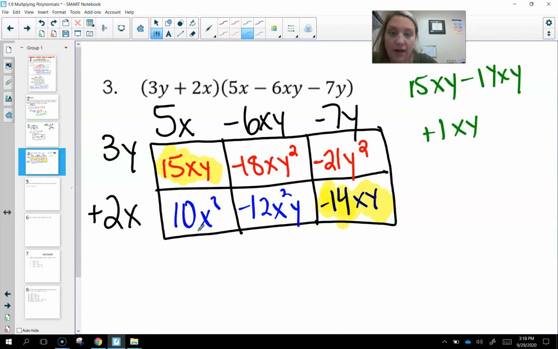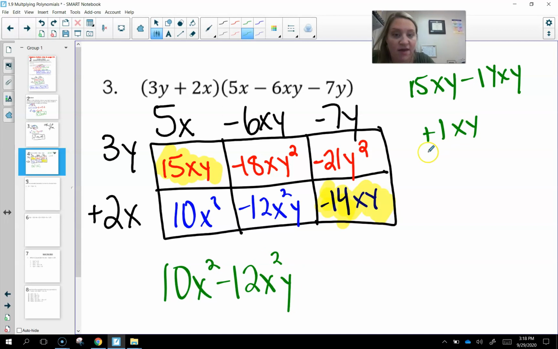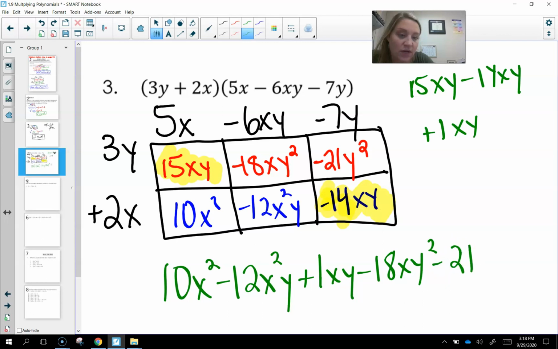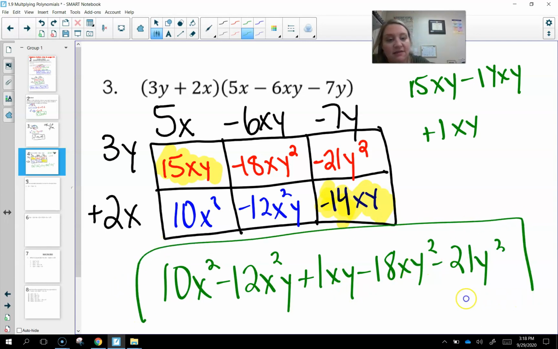Okay. When it comes to order, I'm just going to go alphabetically. So I'm going to start with 10x squared. Then I'm going to do minus 12x squared y. Then I'm going to do plus 1xy. Then minus 18xy squared. And then minus 21y squared. And go through one more time and just make sure none of those pieces are the same. They're not. So that's how that problem is done.